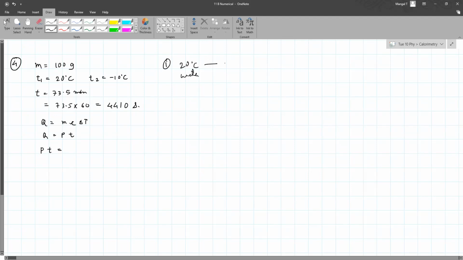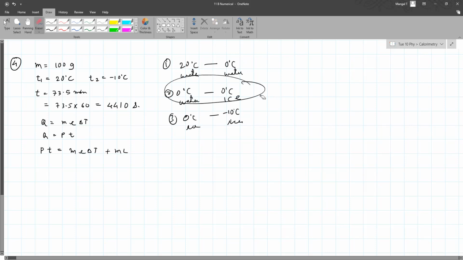But if you recount the process, there are three steps: 20-degree water to 0-degree water, 0-degree water to 0-degree ice, and 0-degree ice to minus 10-degree ice. And this process will be MC delta T, that is number 1, plus M into L, that is number 2, plus MC delta T, that is number 3. So let us substitute.